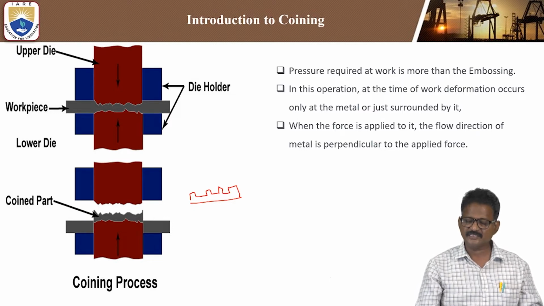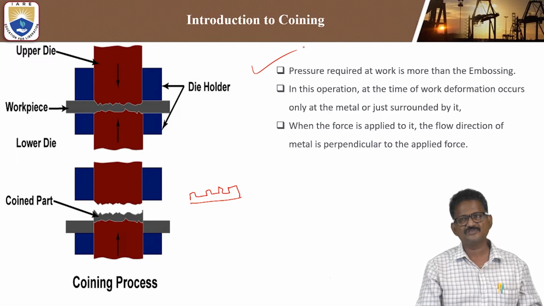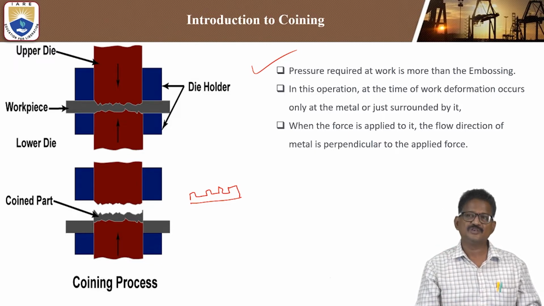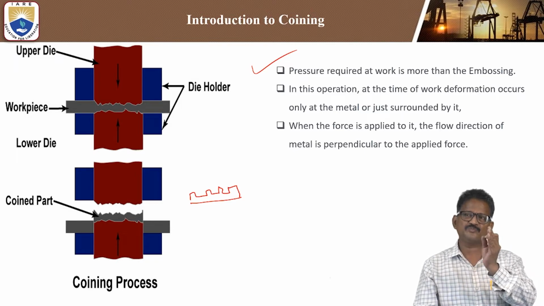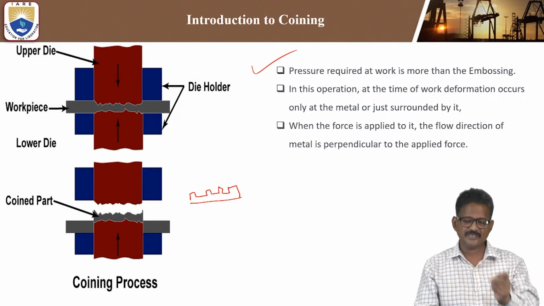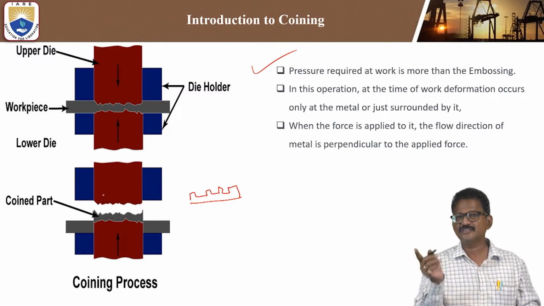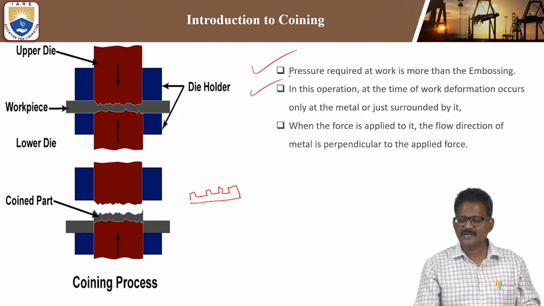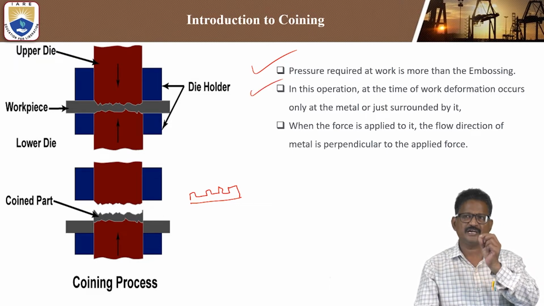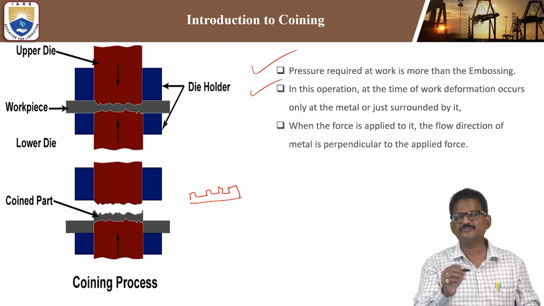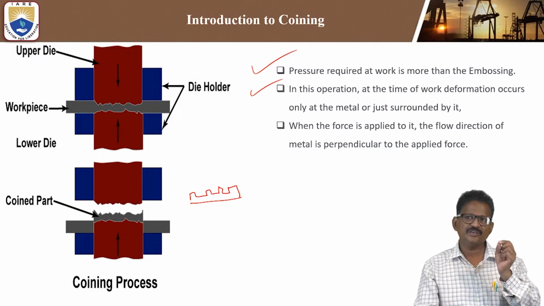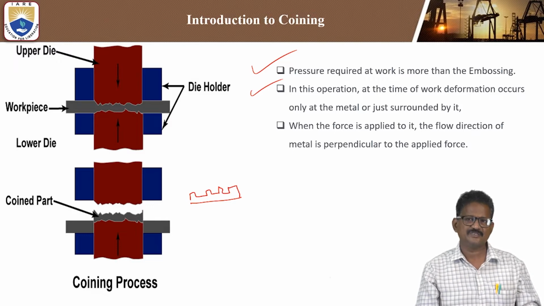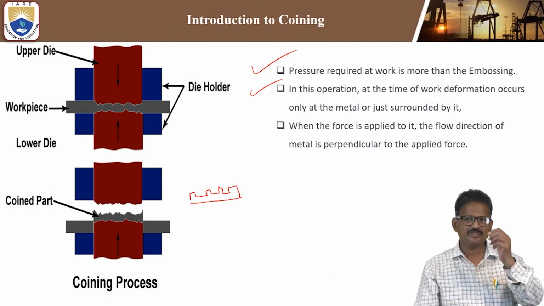Obviously, as I discussed, the pressure required at the work is more compared to others, especially embossing. Coining and embossing are most probably similar, except that here you can perform both things, whereas there they raise the letters, which we will discuss shortly. In the coining operation, plastic deformation occurs only at the metal or just around it. That is why it is a cold working process.